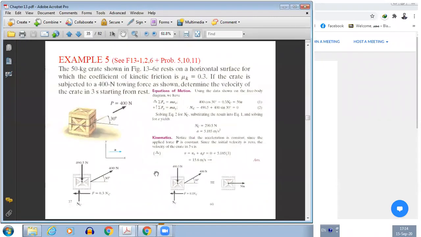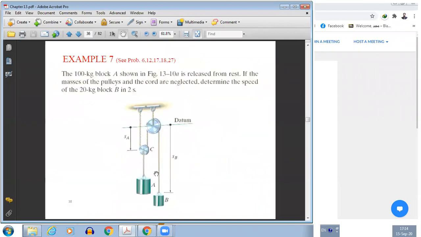Okay, let's move ahead. Let's see this problem. The 100 kg block A shown in the figure is released from rest. If the masses of the pulleys and the cords are neglected, determine the speed of the 20 kg block B in 2 seconds. So this is released from rest, and after 2 seconds we need to find the velocity of block B.